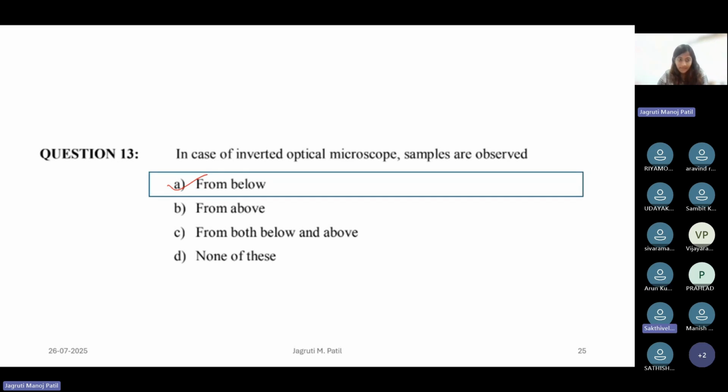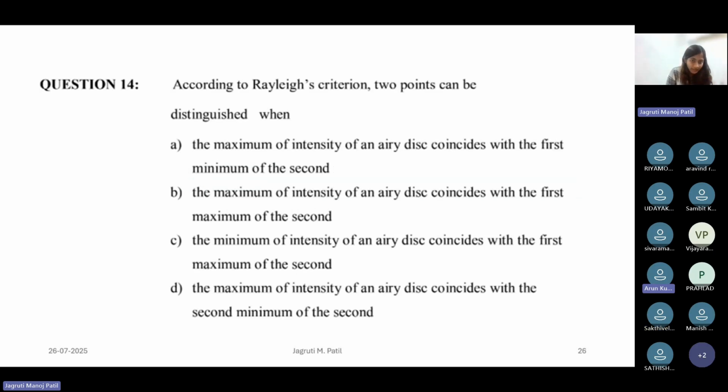Okay, next question. According to Rayleigh's criteria, when can 2 points be distinguished?